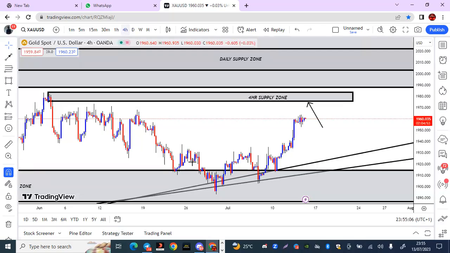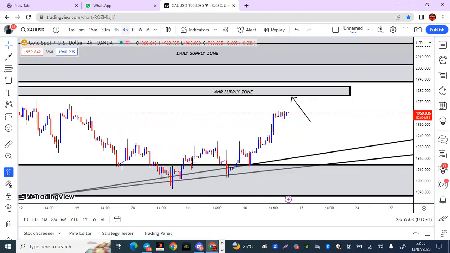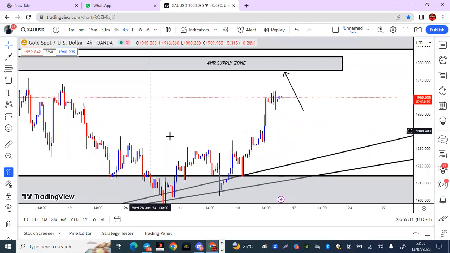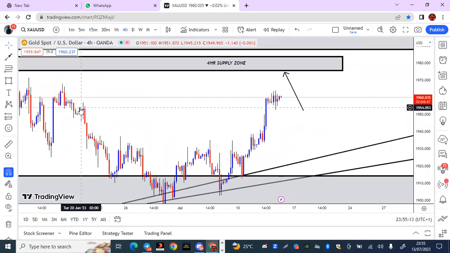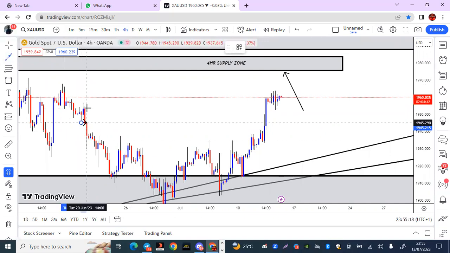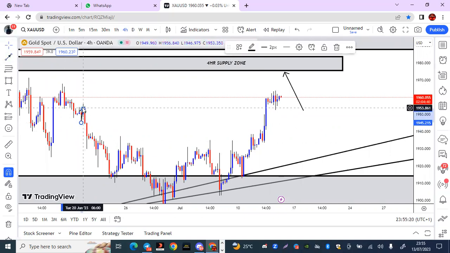So we're not looking for sales. Sales will be retracement. So now, for this, you can see this took this out. This is a supply zone here. This is a supply zone here, right?